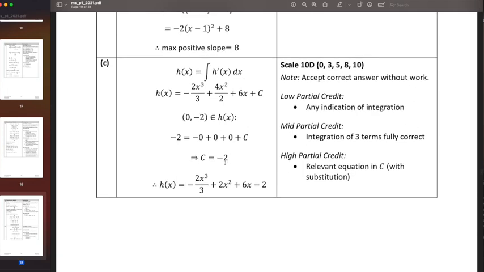And then in part C, there's a high partial credit of 8. Basically, if you didn't get that c was equal to -2, but you got down to this line here, and then you did some relevant substitution, so maybe you subbed in the -2 in place of x, but you didn't put in the 0, you didn't do that fully correctly. So if you fall short of this line here, you get the high partial credit.